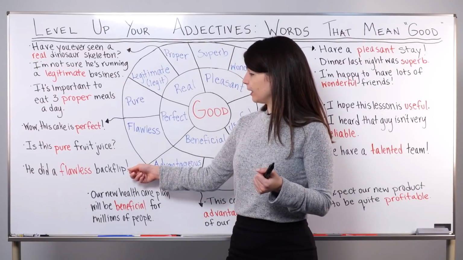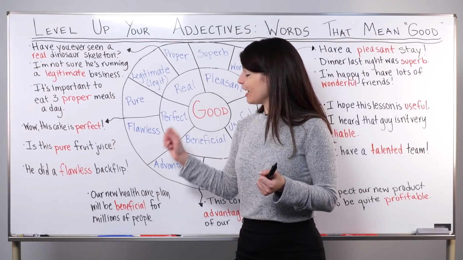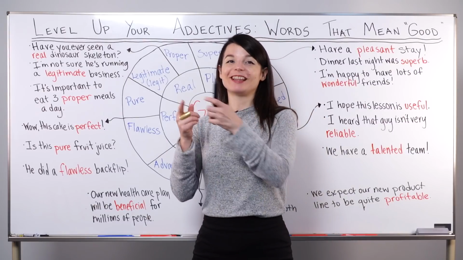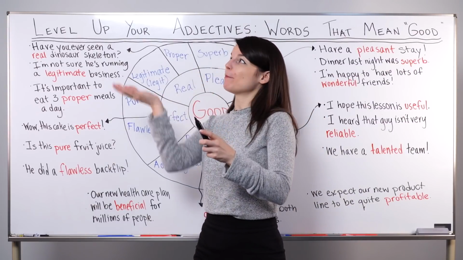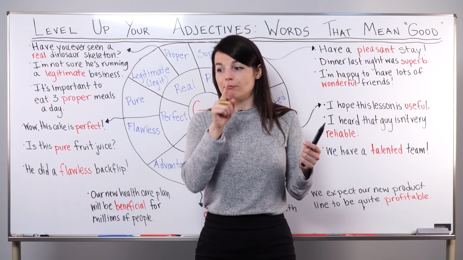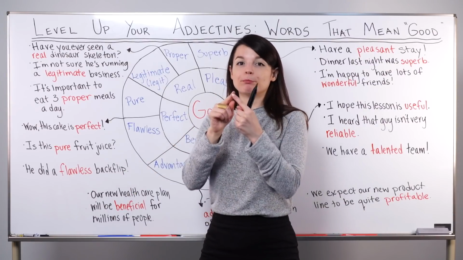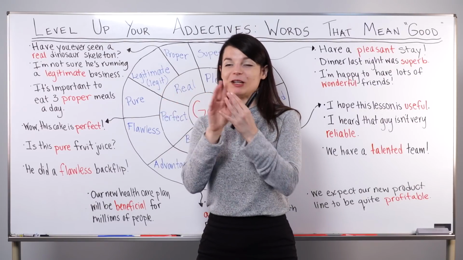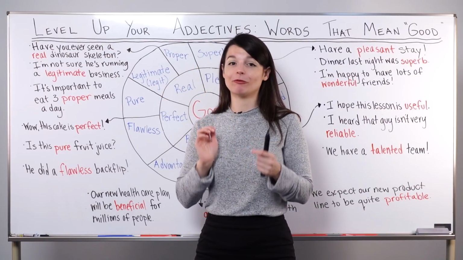Finally, this one with flawless. He did a flawless backflip. So a backflip means jumping in the air and flipping backwards. So a flawless backflip means he did this trick perfectly. So that means there was no problem with it. It was exactly correct. It was flawless.